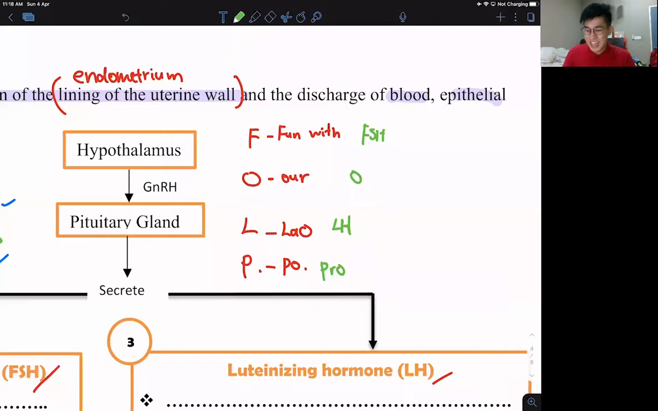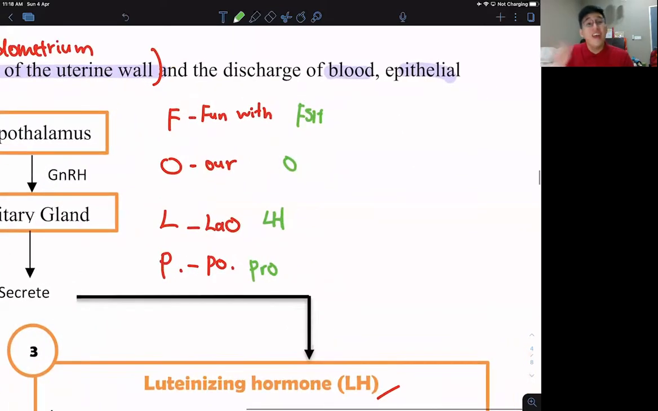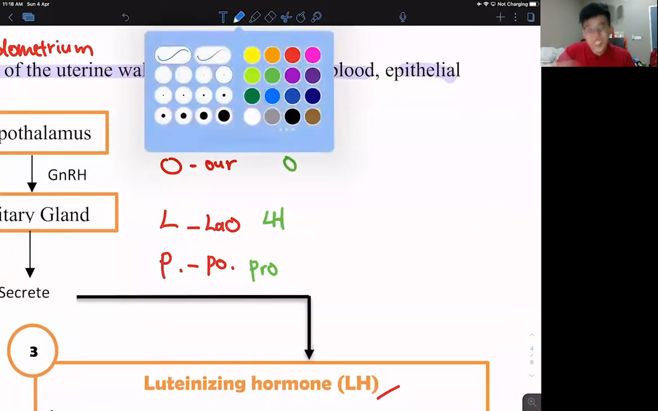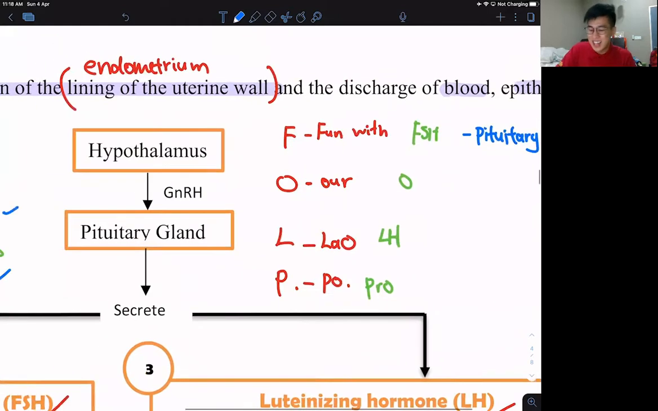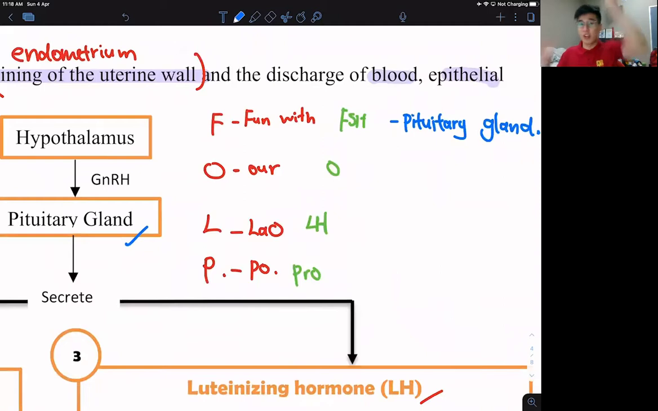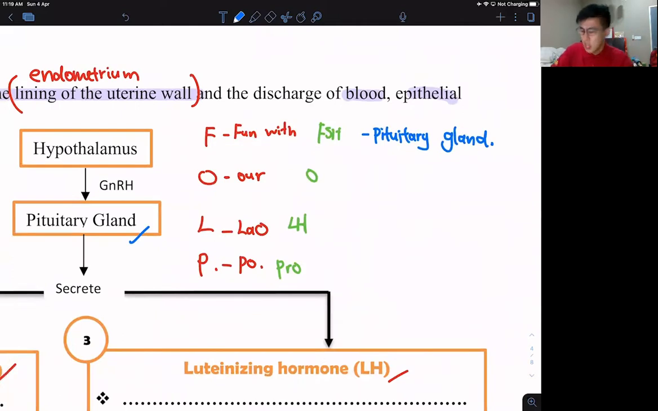Now, FSH and LH are actually secreted by the pituitary gland. I'm telling you which part of the body secretes it. The pituitary gland is the gland inside your brain, also known as the master endocrine gland, meaning the main gland in the endocrine system, which is another chapter. So maybe we can do it in the future.